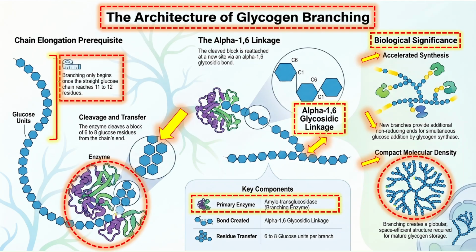Therefore, glycogen branching is not merely a structural modification, it is a crucial adaptation that enhances both the speed and efficiency of glycogen metabolism. This ensures that glucose can be stored densely and mobilized quickly whenever the body requires energy.